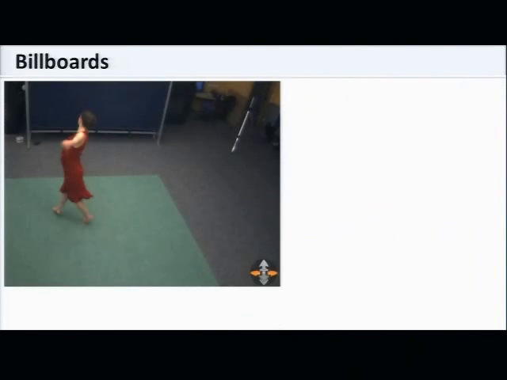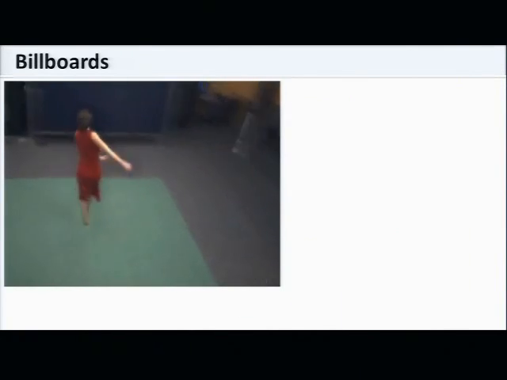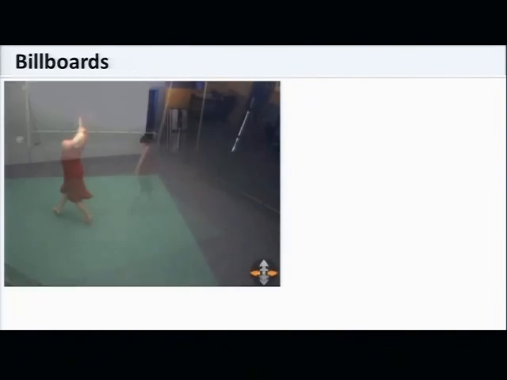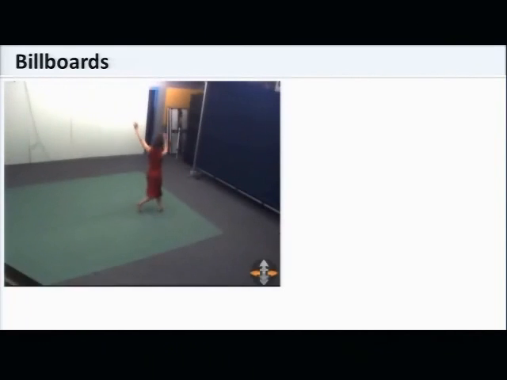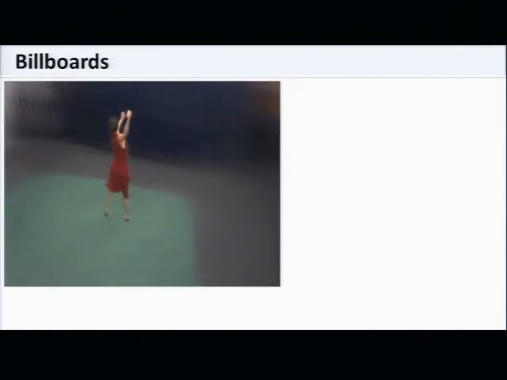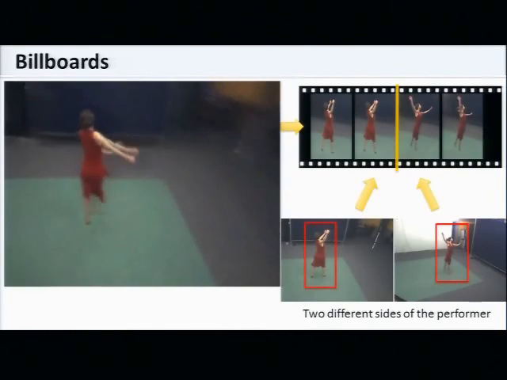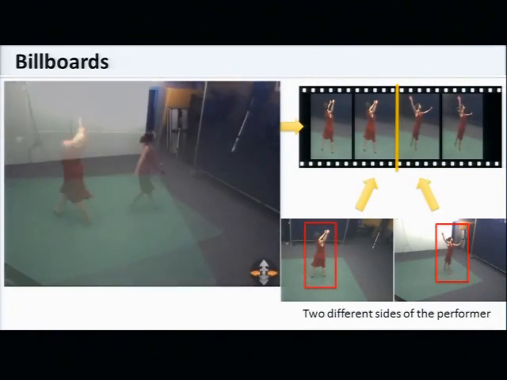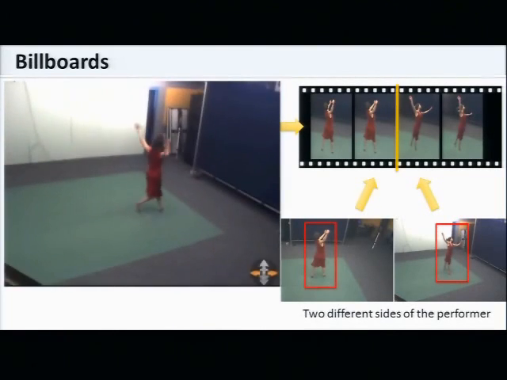Instead, the foreground, that is the main contribution of this work, is modeled as billboards, but billboards have a very big problem. That is, when you are transitioning from one camera to the other, you will notice a sort of jump, right? Because the billboards are flat, and this jump is due to the fact that the two billboards at the moment of the switch represent two different sides of the performer, like you can see here.